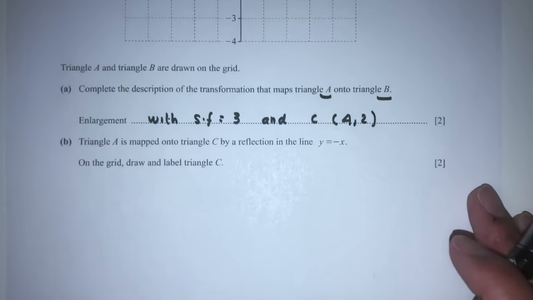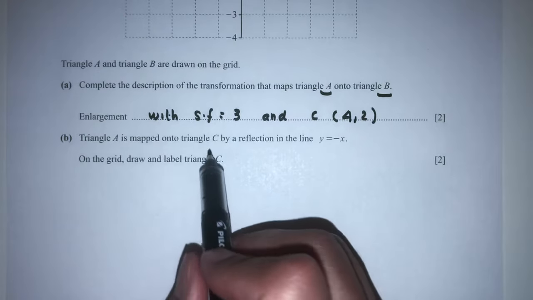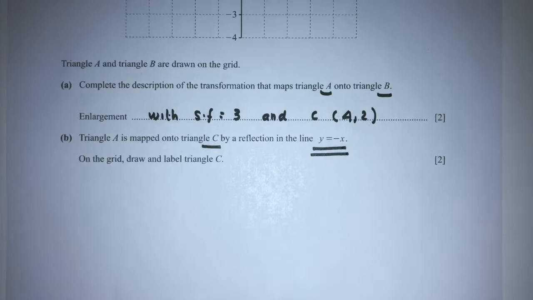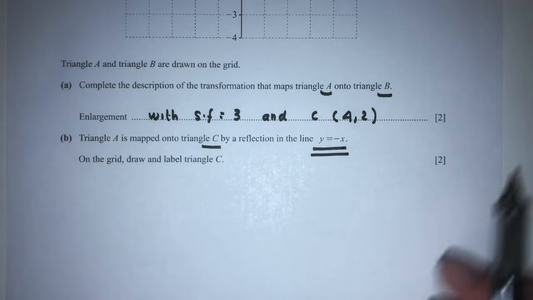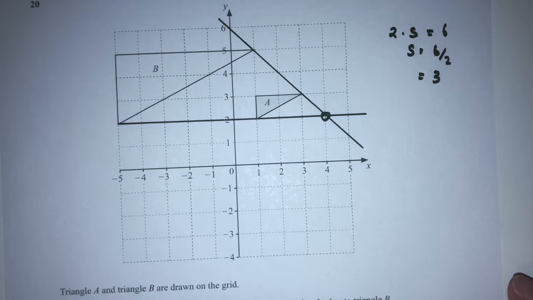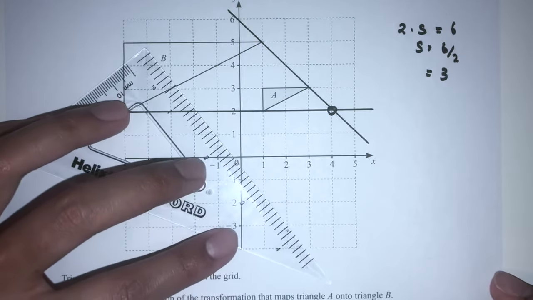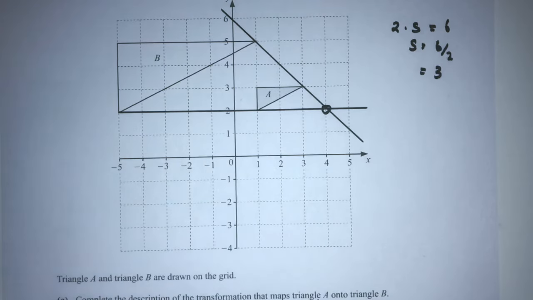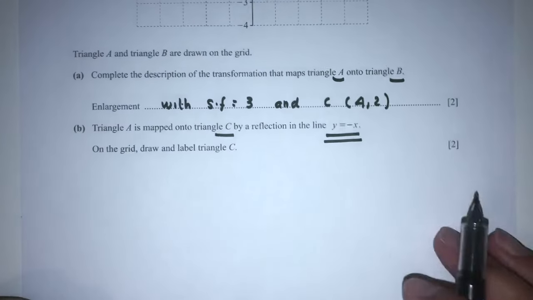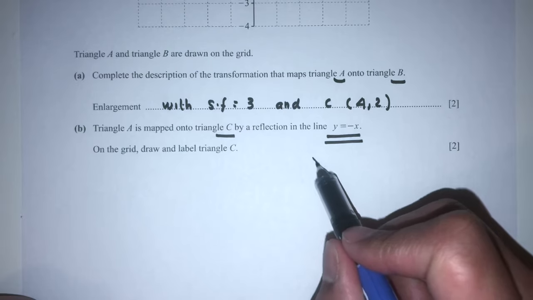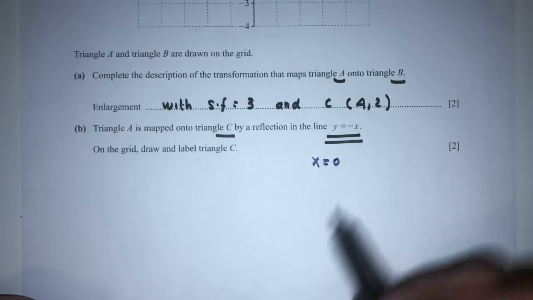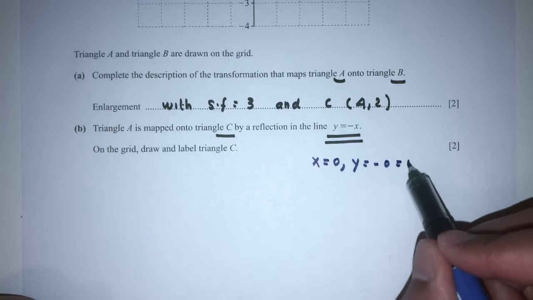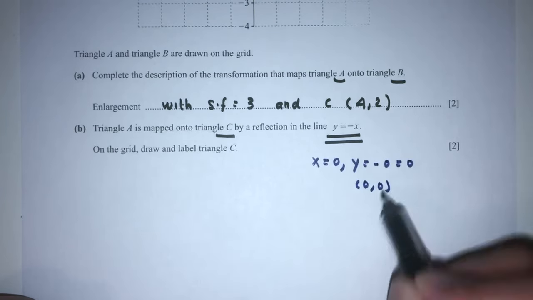Now for part B, triangle A is mapped onto triangle C by a reflection in the line y equals minus x. So pretty easy. Let's first draw the line y equals minus x. It should be this line. Now, if you don't know how to draw the line, it is also pretty easy. Basically, just take a point. Let x be 0. What is the value of y? y will be minus 0, which is 0. That is my first point on the line.